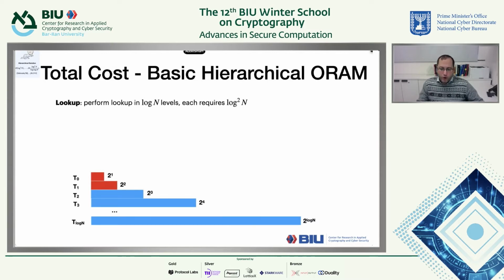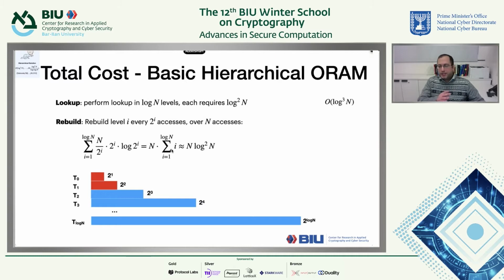Okay, so what is the cost of whatever I showed over here? It's a basic hierarchical ORAM. So how much does a lookup cost? Recall that each access has lookups, a lookup in each one of the levels, and then there is some maintenance of rebuilding a table from the previous tables. For the lookup operation, I'm going to have log n lookups on different tables, and each one requires roughly log square n according to the solution I showed. So overall I need log cube n cost for just performing the lookup.